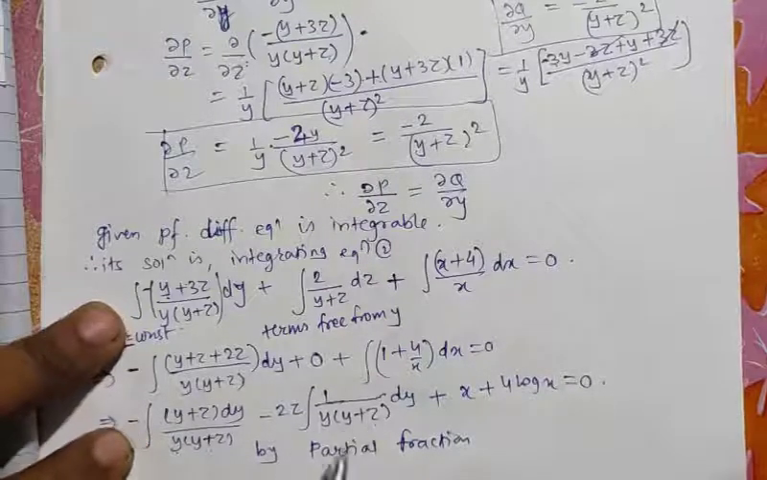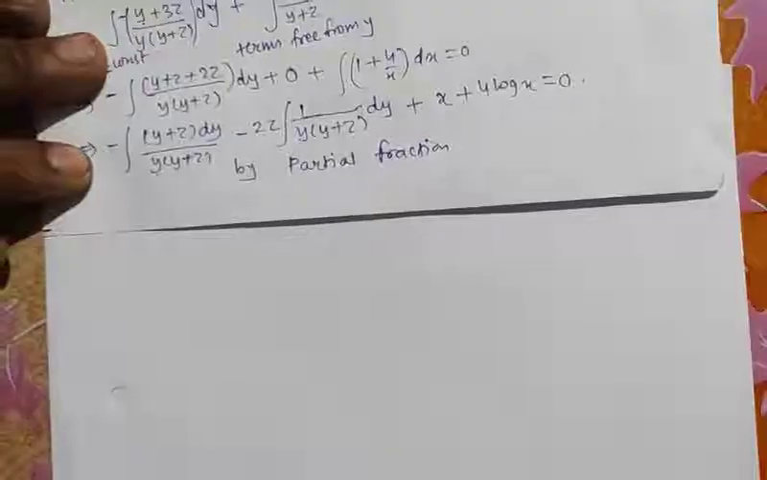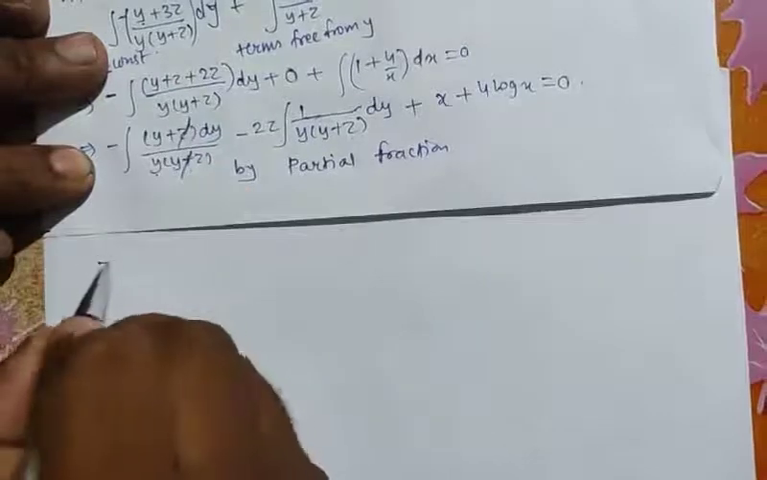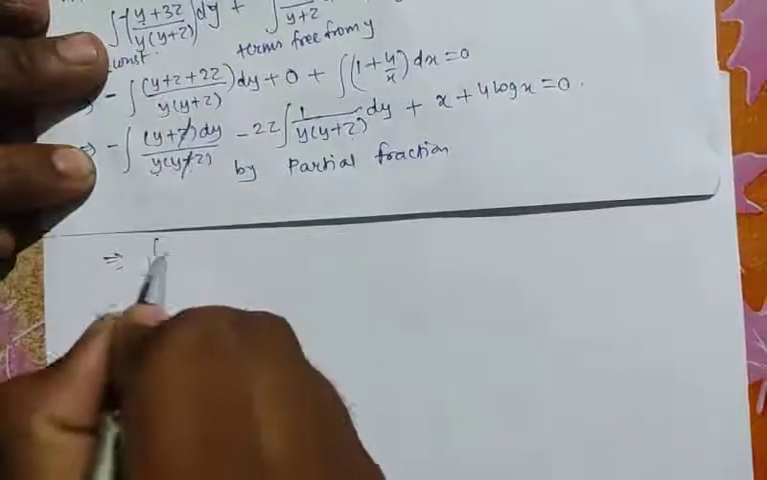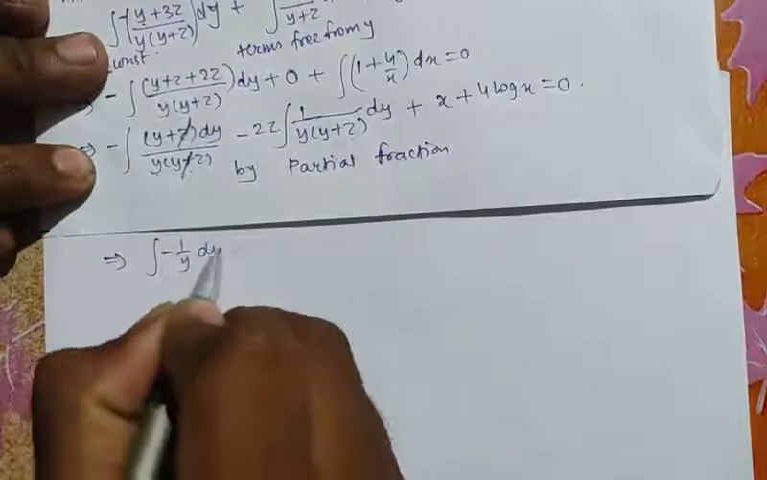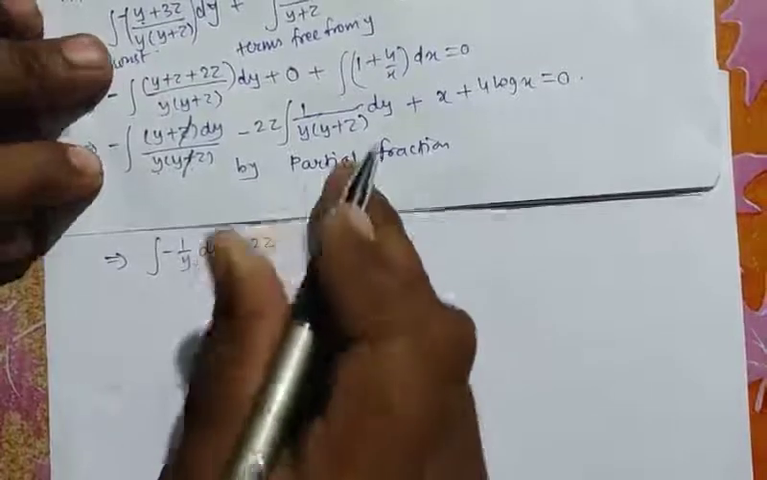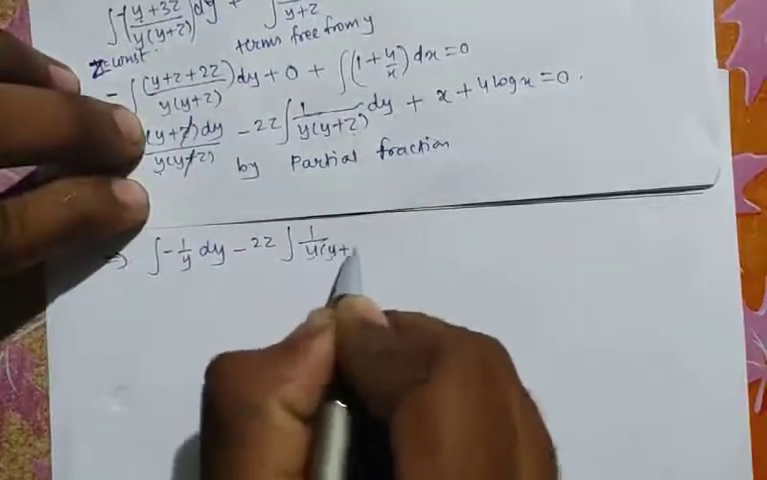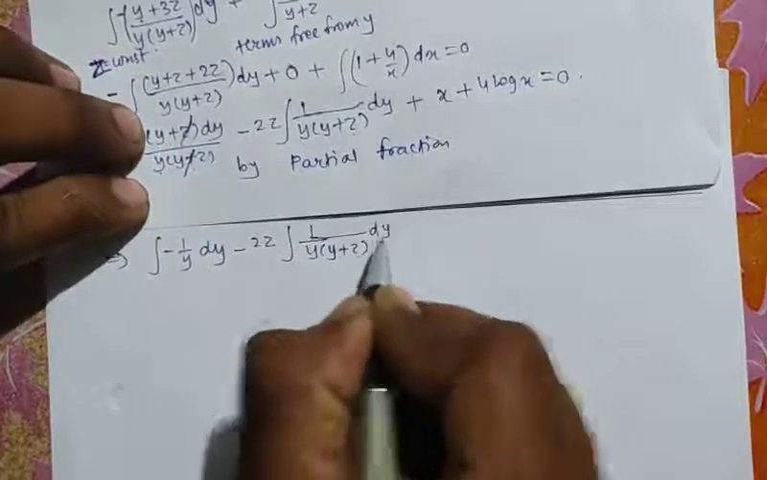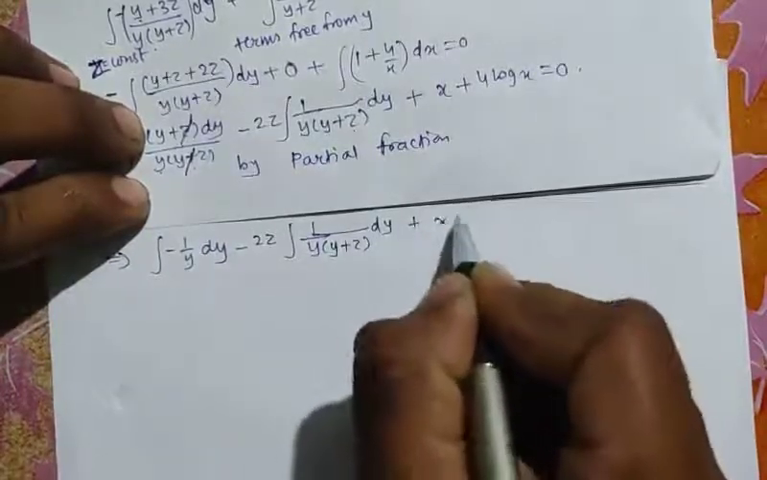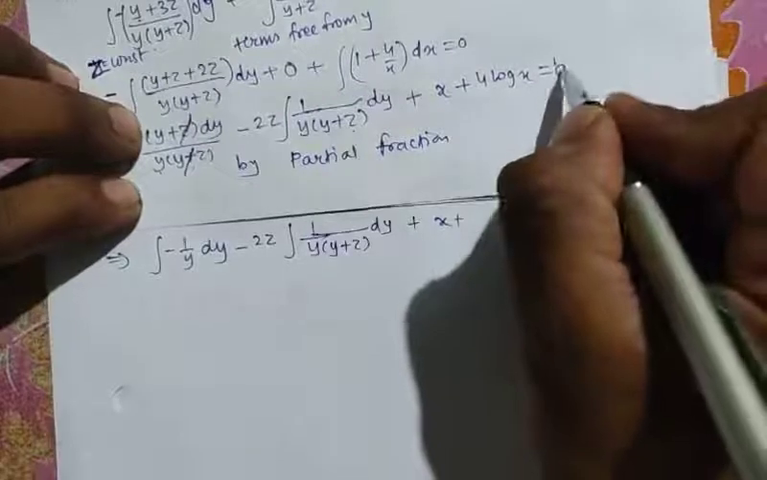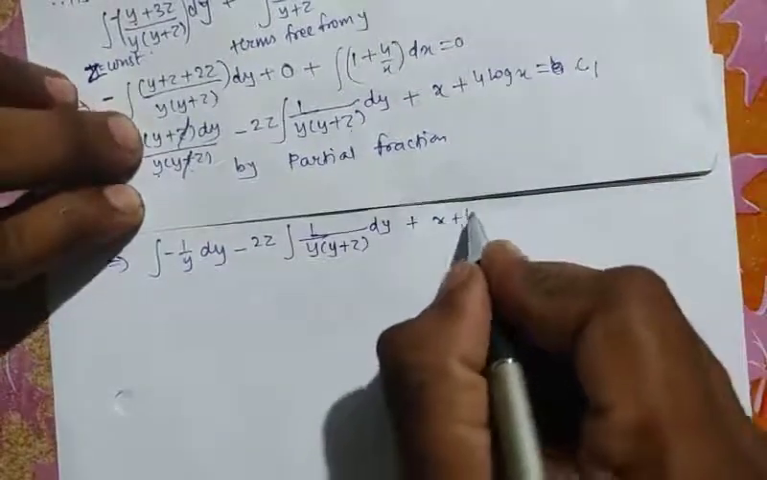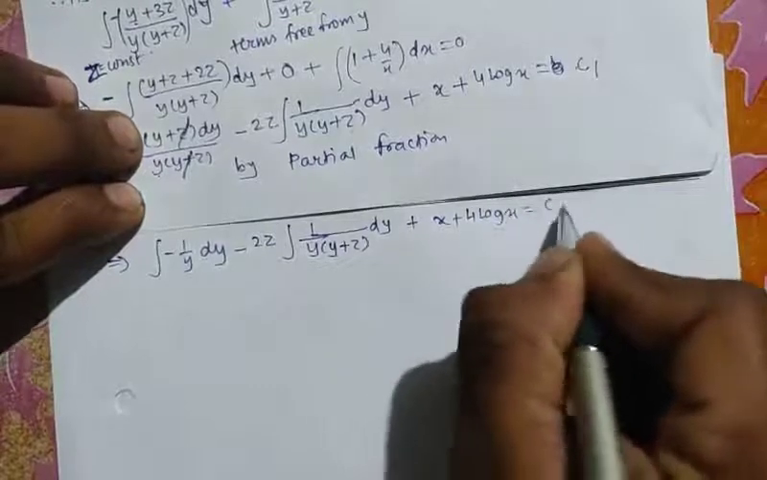Find values of a and b. So here y plus z get cancelled, so what we get here is integration of minus 1 upon y dy minus twice z constant, so integration of 1 upon y into y plus z into dy plus x plus 4 log x is equal to a constant c1.